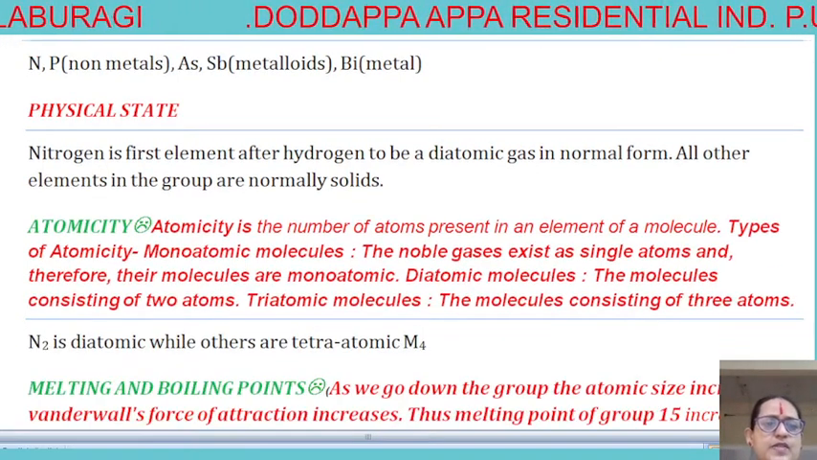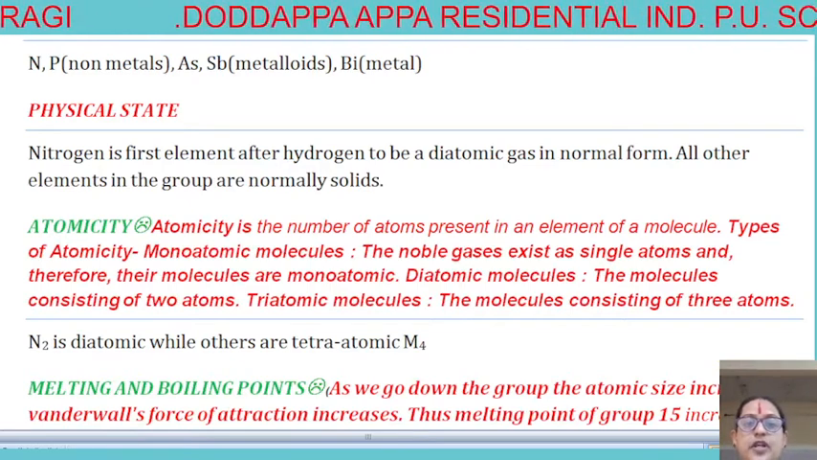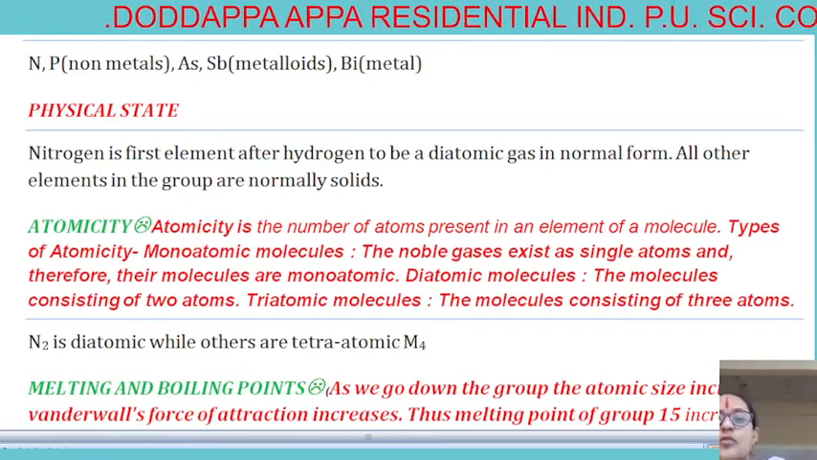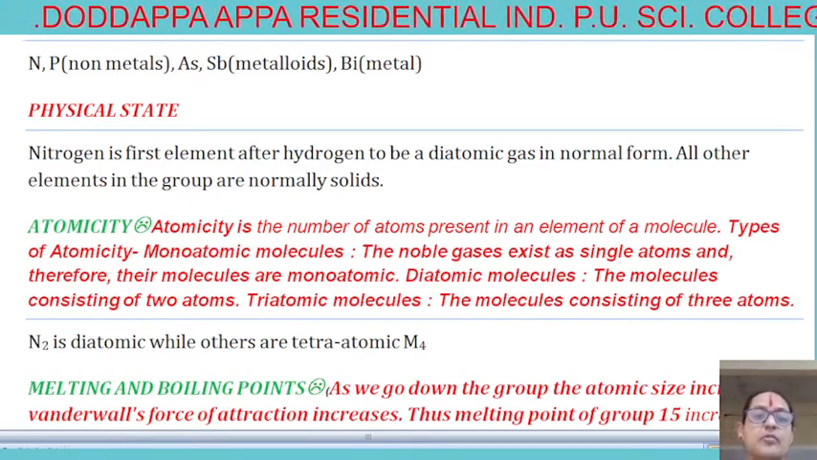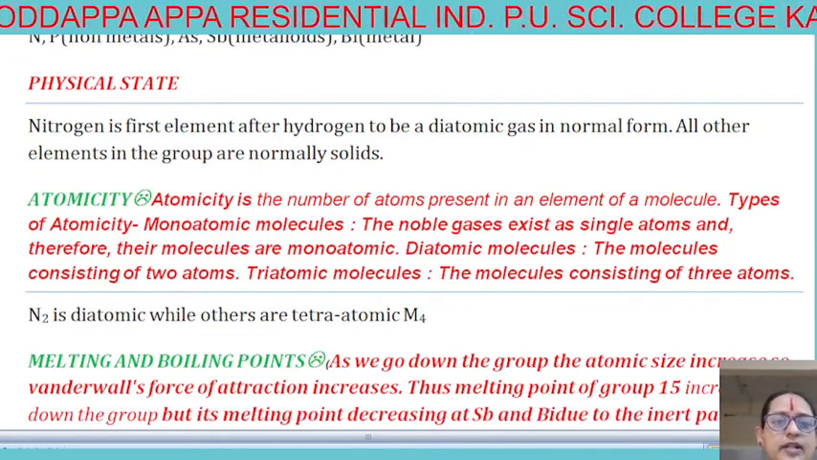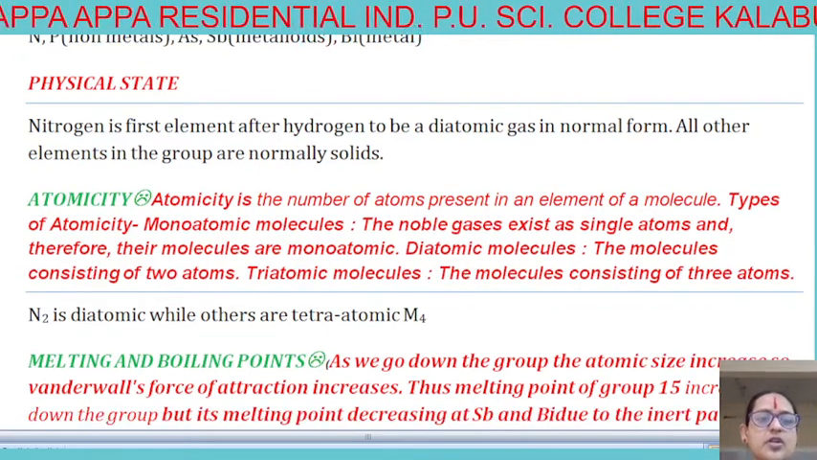Let us look at the physical state. Nitrogen is the first element after hydrogen to be a diatomic gas in normal form. All other elements in the group are normally solids. So only nitrogen is in the gaseous state, the rest are all solid.